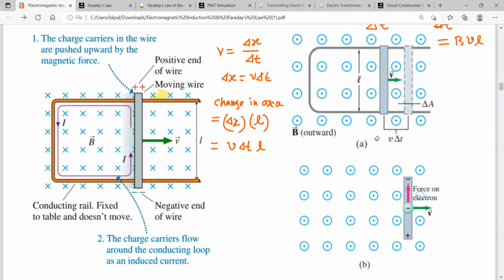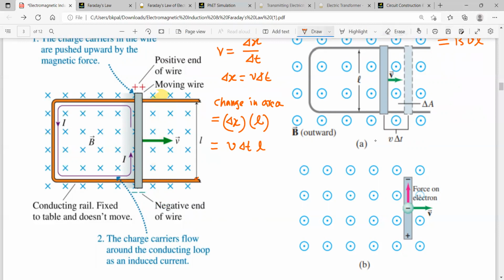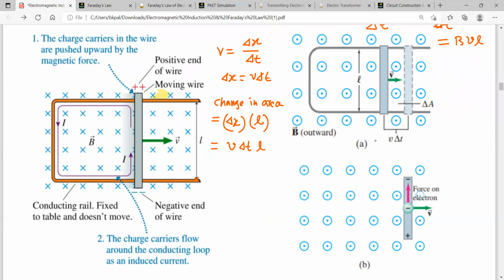So here you see that if you try to connect the right hand rule, you see that the magnetic field lines are into the screen. Okay, so that means the three fingers are into the screen. And then this is the index finger. So the index finger is in this direction.